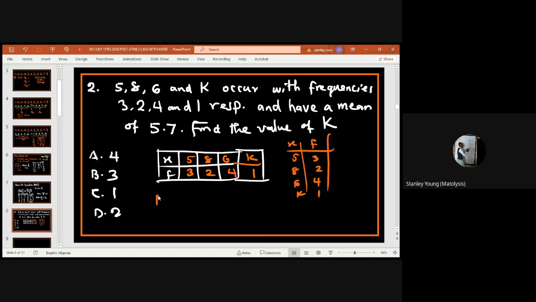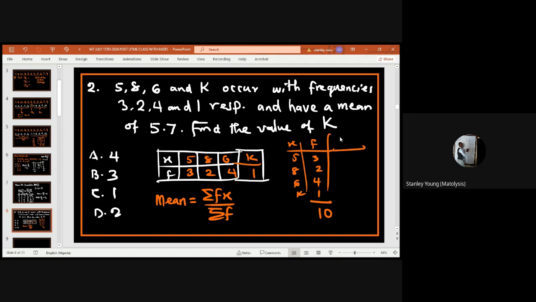Remember that mean in this situation is given as summation fx over summation f. Who can give me the sum of f here? Can you do that fast? Just by looking at it. The answer is 10. Okay, 10. So we already know that this is 10.